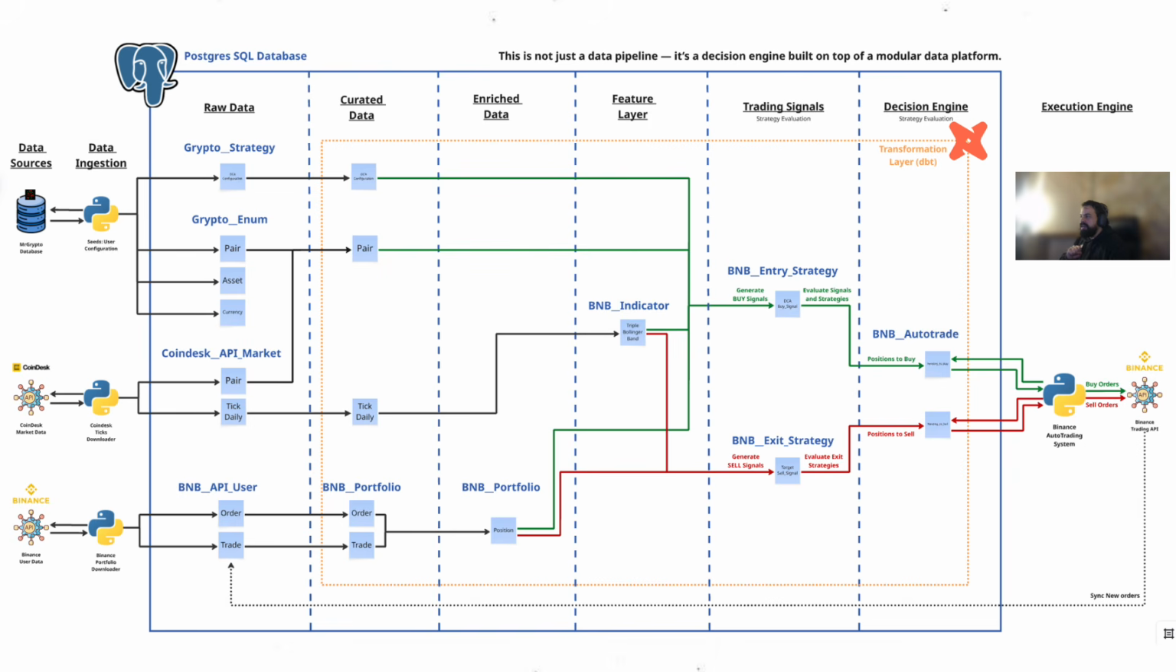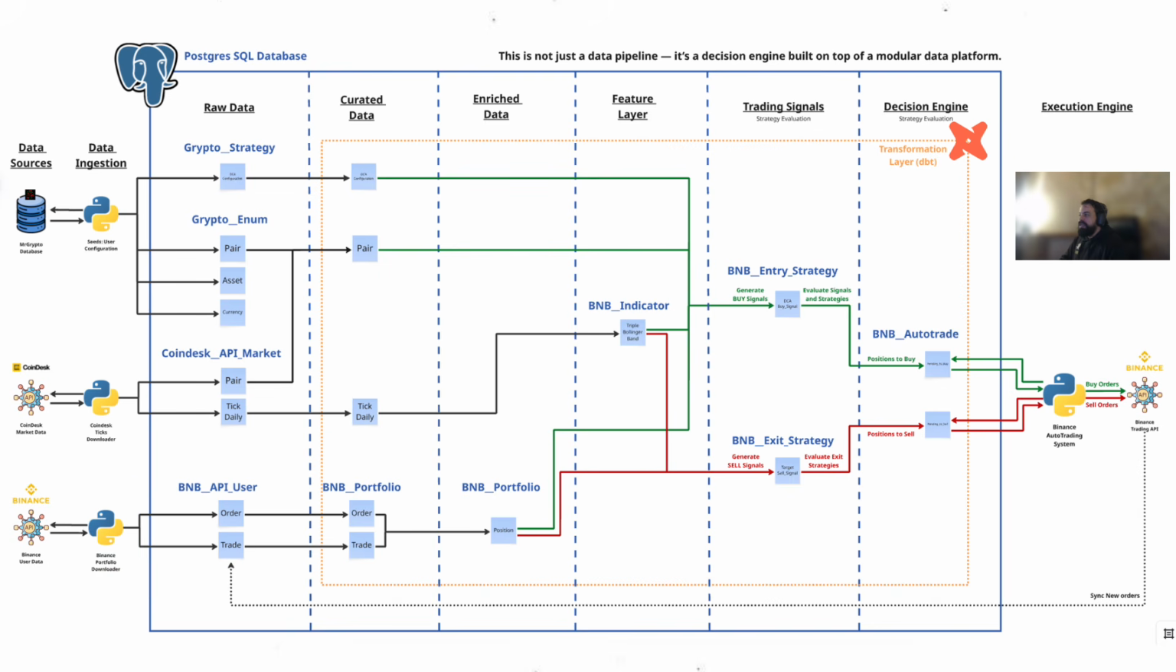The next layer is data ingestion, which is responsible for extracting data from these sources and bringing it into the data platform. This is implemented using Python scripts as dedicated ingestion pipelines, each with a very clear and isolated responsibility. One of them synchronizes the strategy from the application database. Another downloads market price data. And the last one retrieves portfolio and account activity.